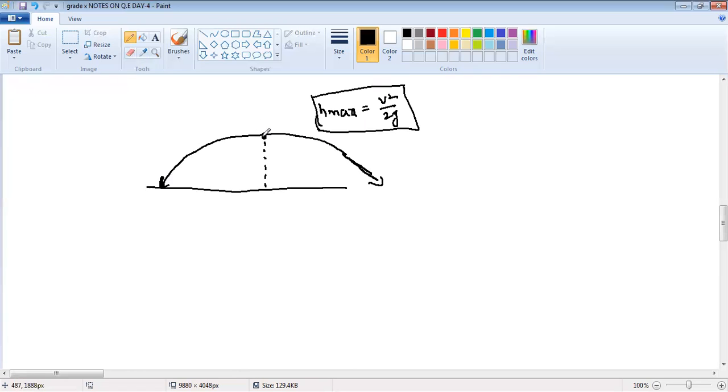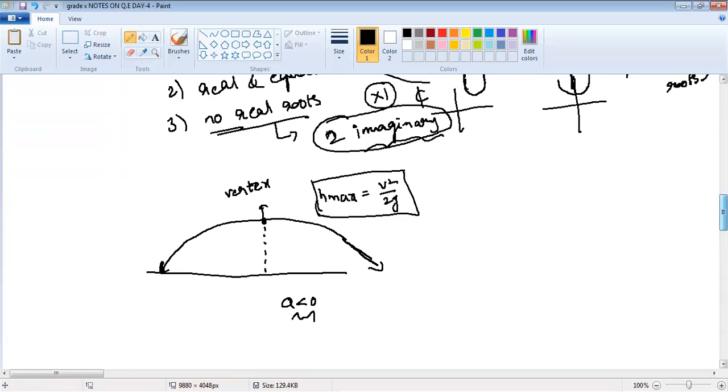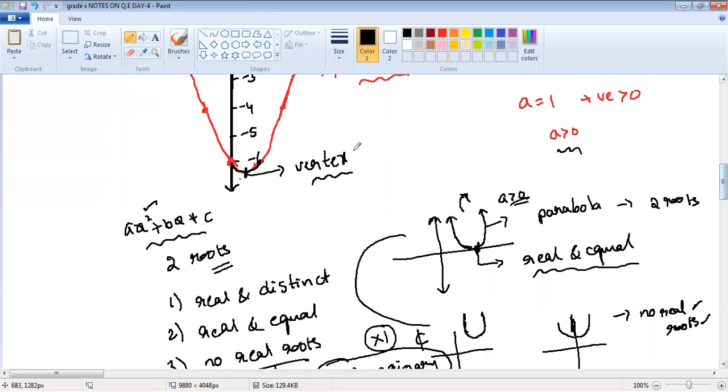So now it comes to the mathematics. What is this called as? This is called as vertex. See, vertex. This vertex, this parabola is open downwards. When it's open downwards, we have learned a is less than 0. Now, here this concept, how to find this vertex?